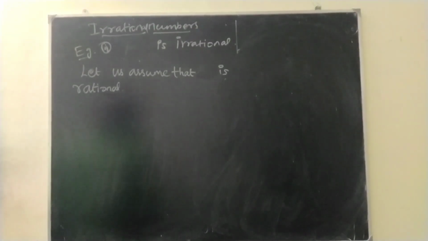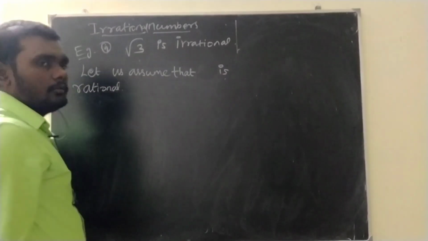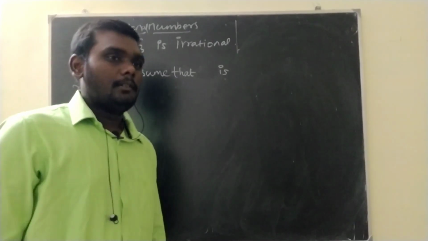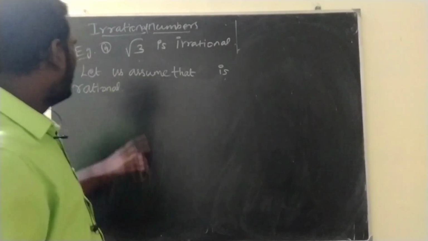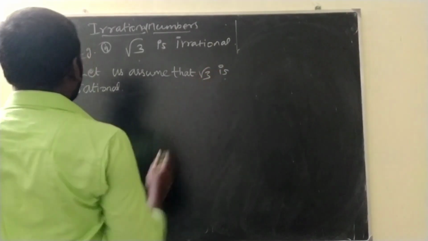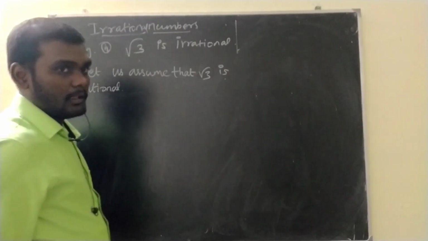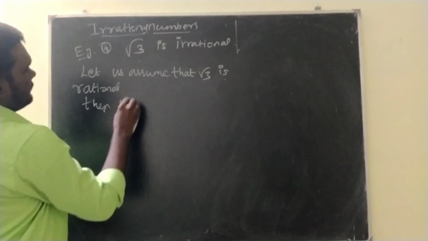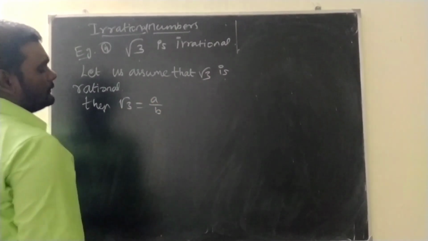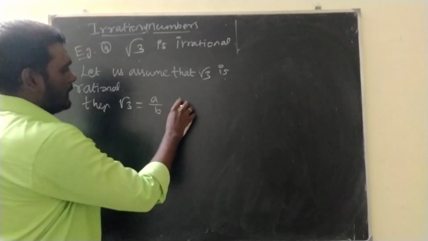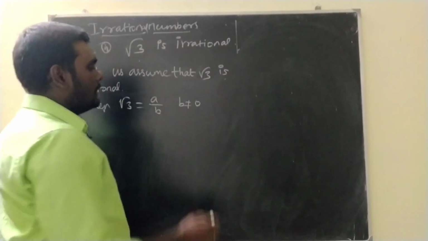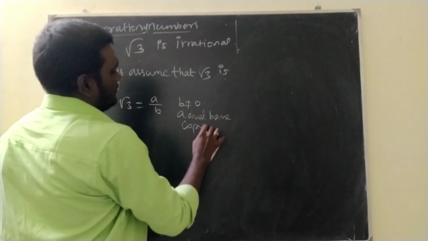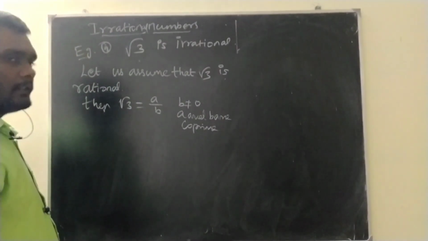In example 9, we are going to prove root 3 is irrational. How to prove? Same method, by proof of contradiction. We will assume that this root 3 is rational. That means what? Then root 3 is equal to, in the form of a by b we can write, where b, the denominator, is not equal to 0 and a and b are co-prime. Okay. Now what is the next step, do you know?